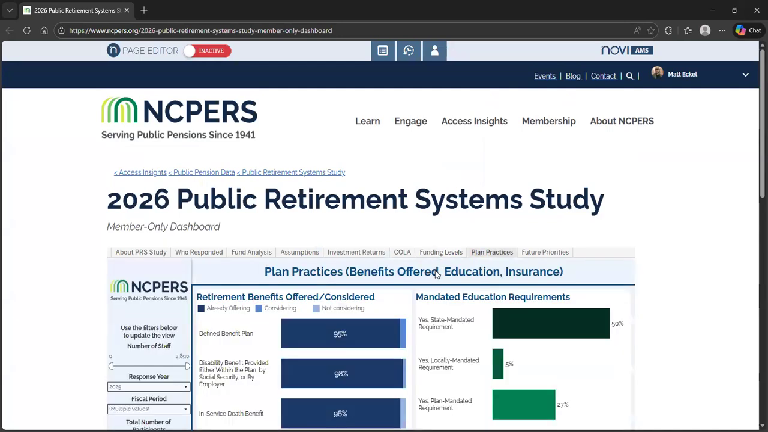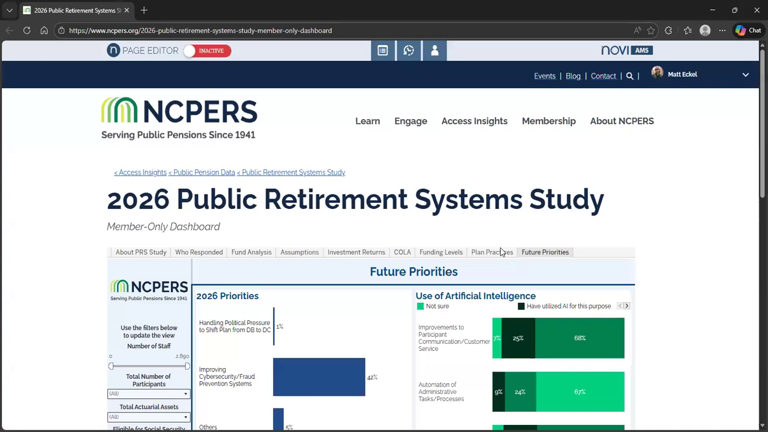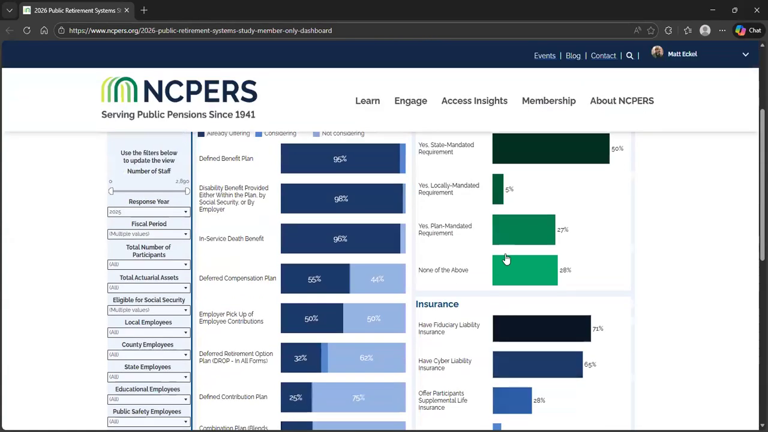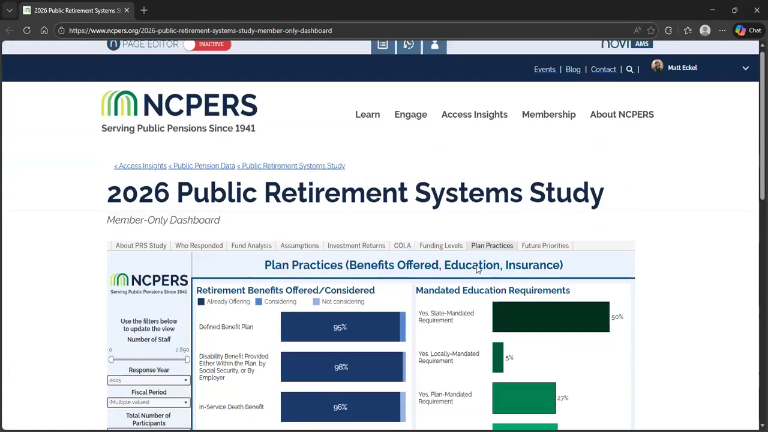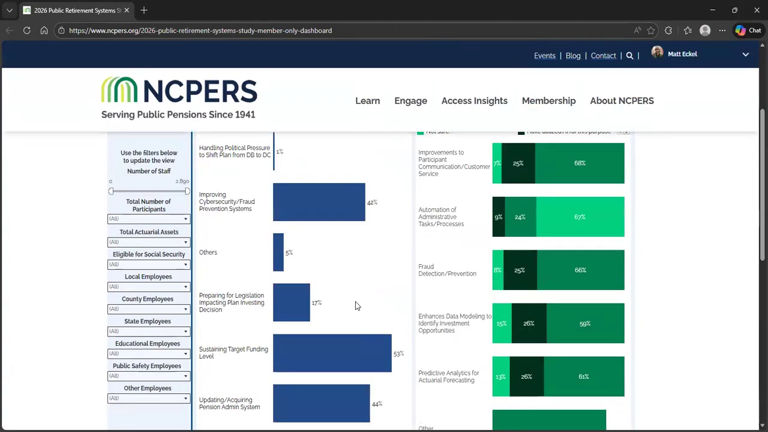And finally, the Plan Practices and Future Priorities tabs provide information about benefits provided, as well as educational mandates and the nature of those mandates, insurance, along with plan priorities for 2026, and how plan management are thinking about emerging AI tools' role in the behavior of contemporary retirement systems.